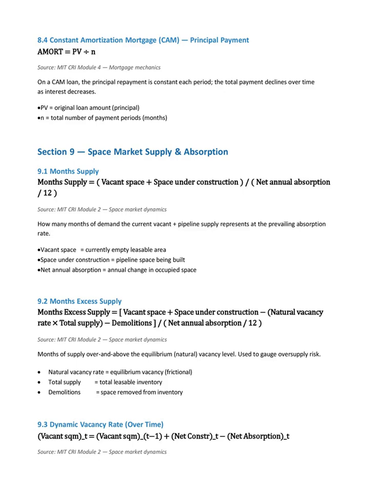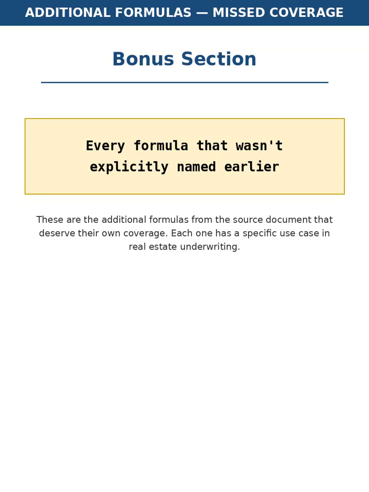With these formulas, you have everything you need to underwrite any deal end to end. Before we close, here's a bonus section. The main course covers most major concepts, but a few important formulas deserve their own dedicated explanation. So let's walk through every formula that wasn't named explicitly earlier. By the end of this section, you'll have full coverage of every formula in the master document.